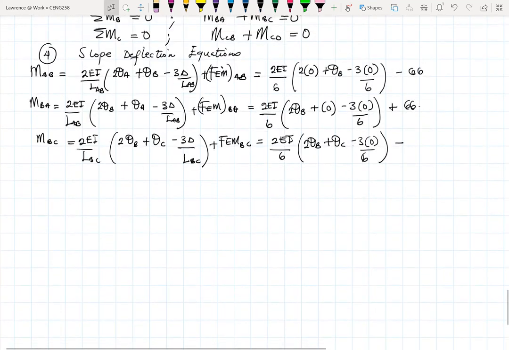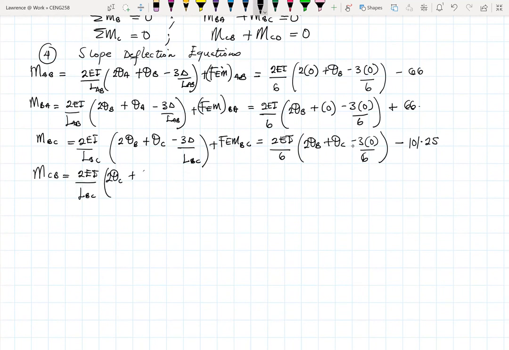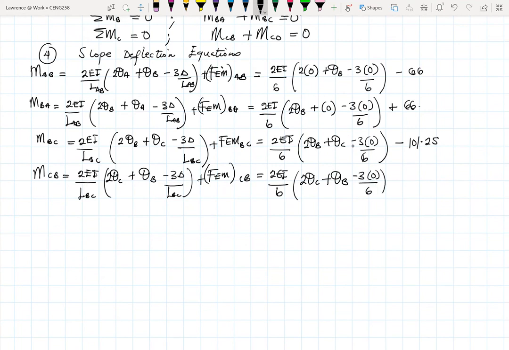So we come back here, minus 101.25. Then the EI 2 theta C plus theta B at CB. I'm pretty much just repeating stuff, but always take note of the spans you are working with. So I get 2 theta C plus theta B minus 30 over 6. Again, take note of the minuses in front of the deflections, okay? And then plus 101.25. So we have 2 more to go.